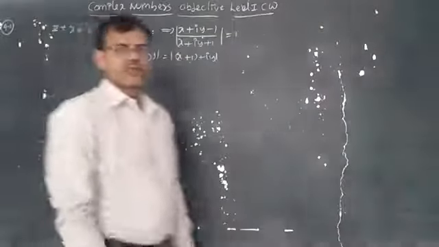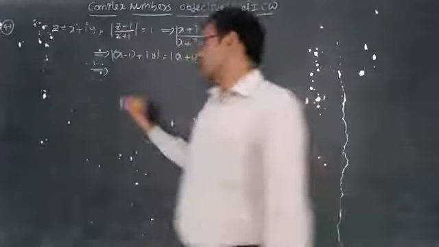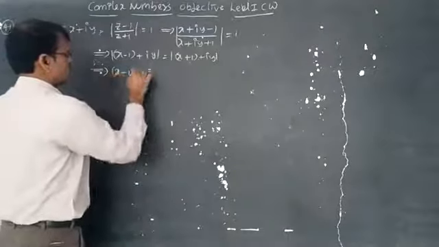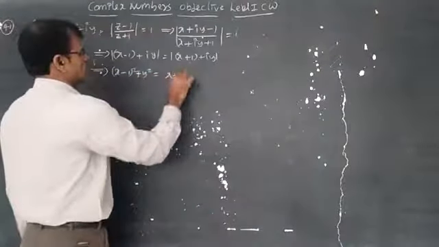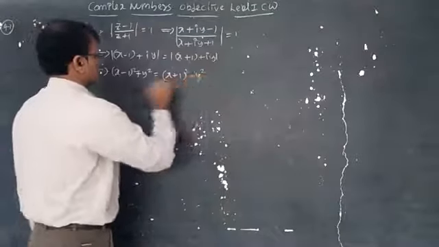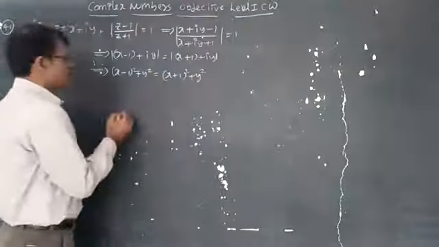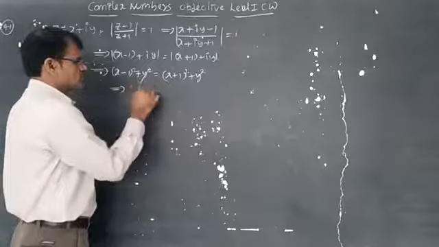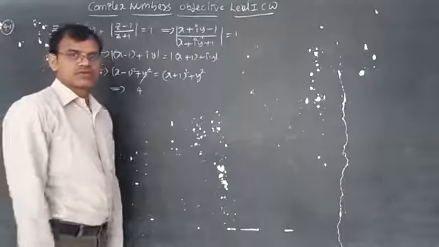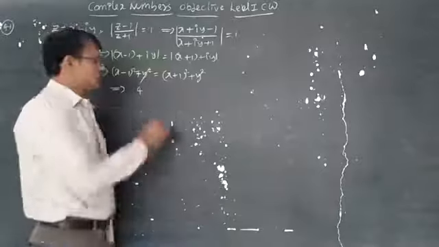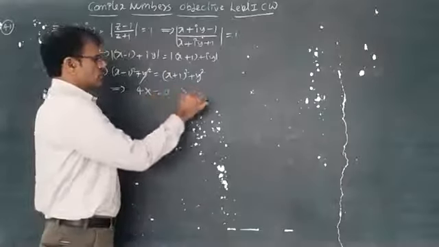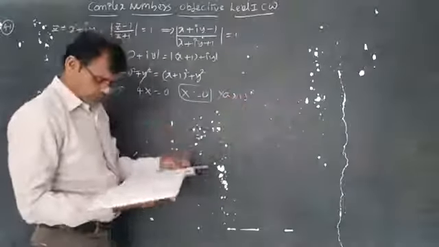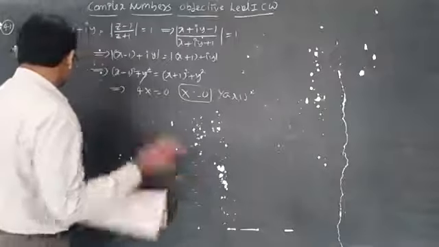Modulus meaning root of component square plus component square. Root of real part whole square plus imaginary part whole square is equal to root of x plus 1 whole square plus y square. Squaring both sides, y square got cancelled. The x minus 1 whole square taken this side, it becomes x plus 1 whole square minus x minus 1 whole square. Using the formula a plus b whole square minus a minus b whole square is 4ab, so 4x is equal to 0. Therefore locus is x is equal to 0, that is nothing but the y axis.